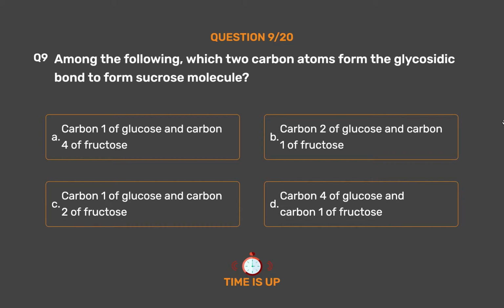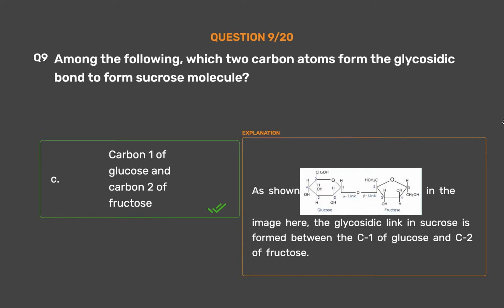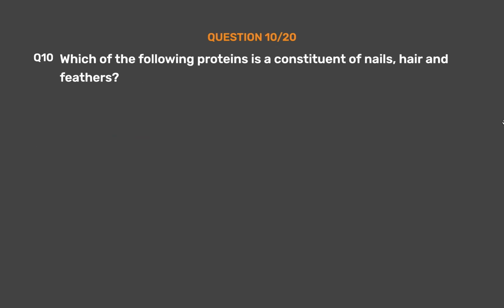The correct answer is option C. Carbon 1 of glucose and carbon 2 of fructose. As shown in the image here, the glycosidic link in sucrose is formed between the C1 of glucose and C2 of fructose.